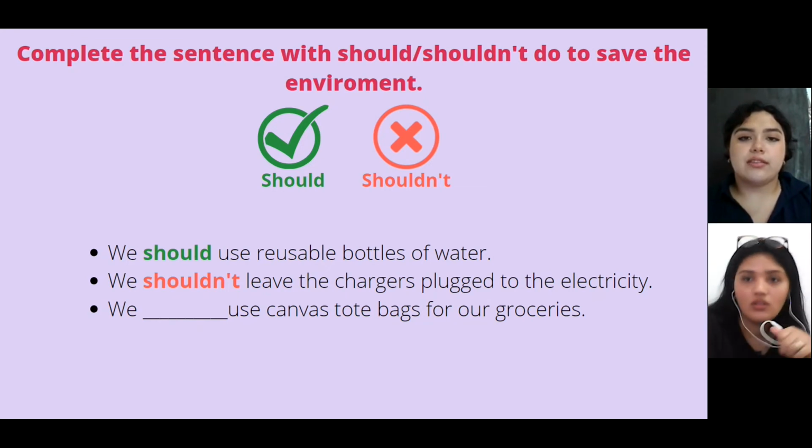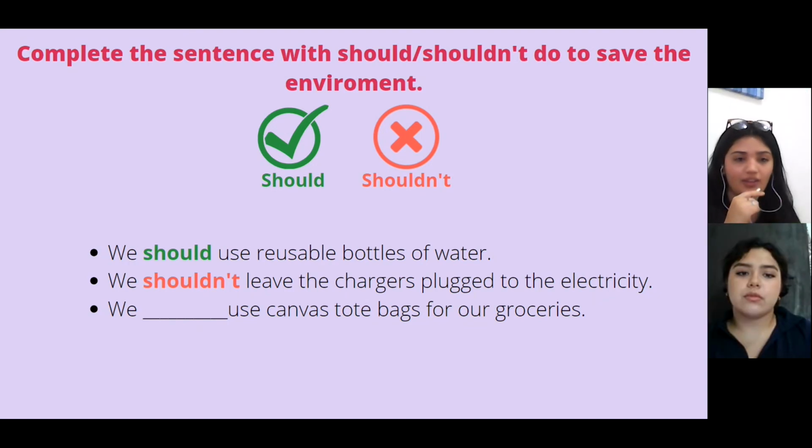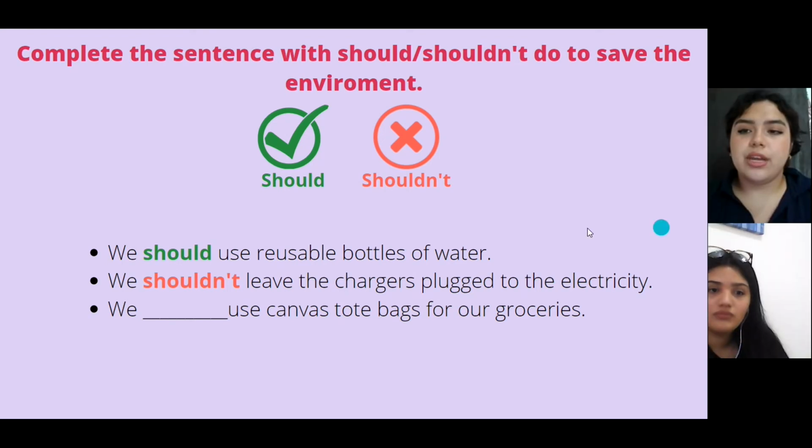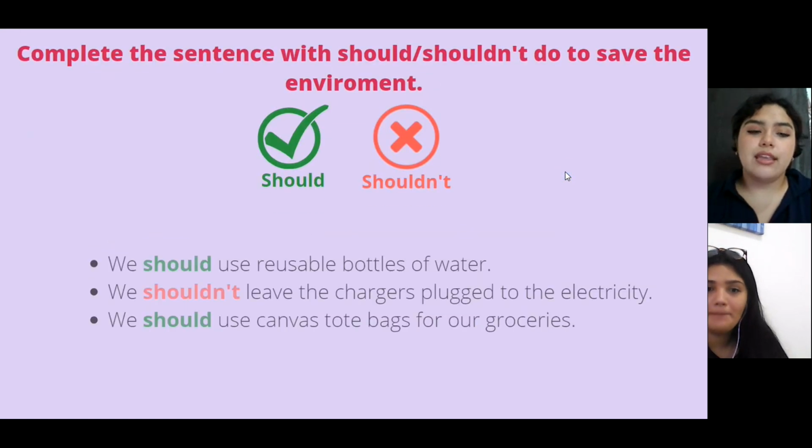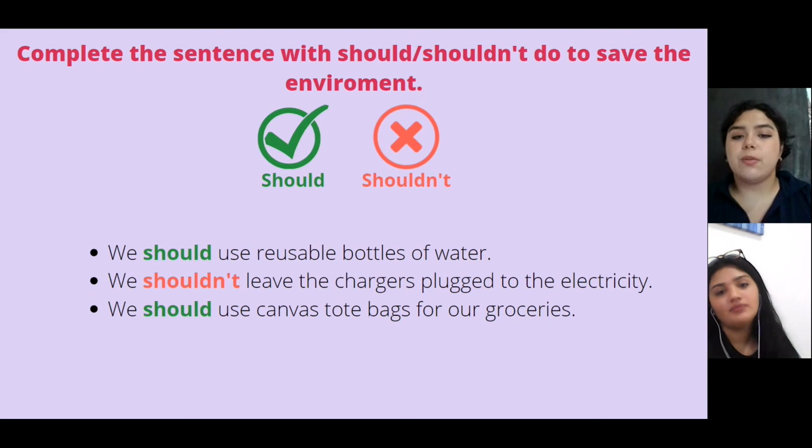Finally, we have the third sentence that says, we blank use canvas tote bags for our groceries. What do you think is the answer? I think that the correct answer is we should use canvas tote bags for our groceries. So let's check if you are correct. And yes, in fact, we should use canvas tote bags for our groceries, because with that we prevent the use of plastic bags that, as I previously mentioned, create a lot of trash in the world.